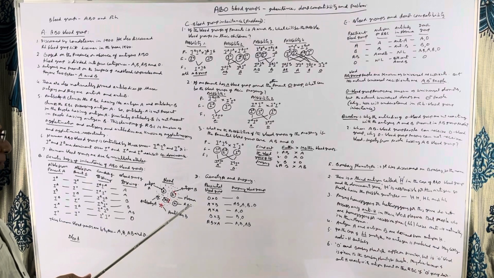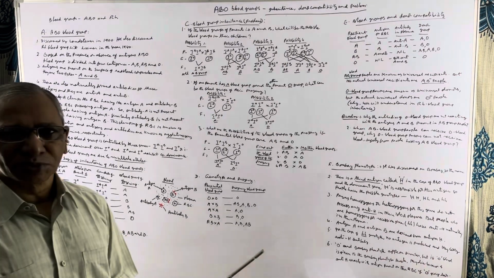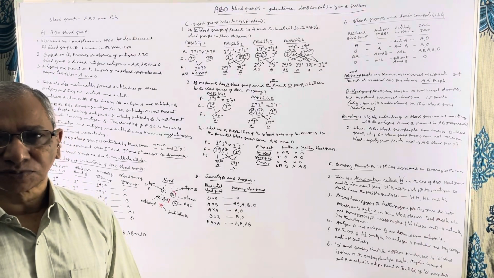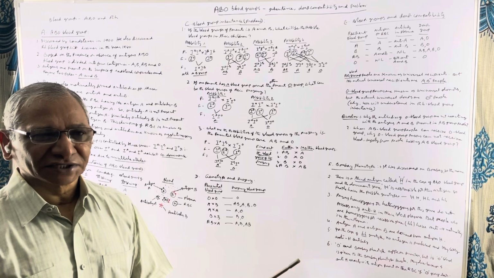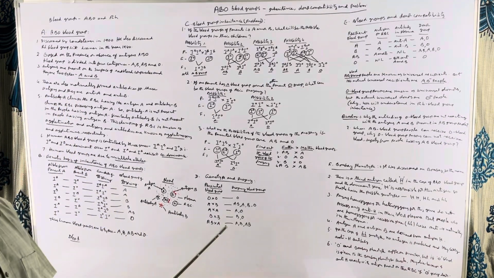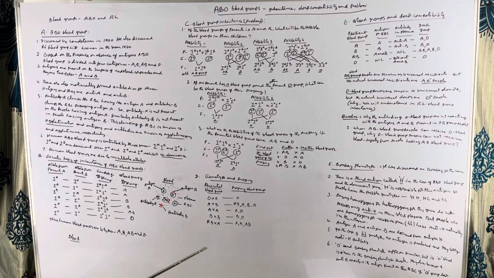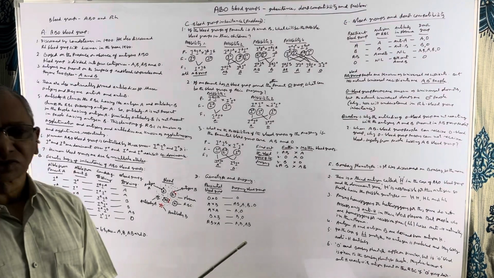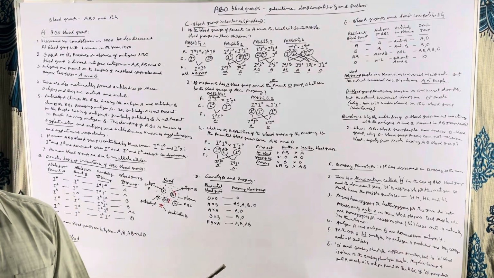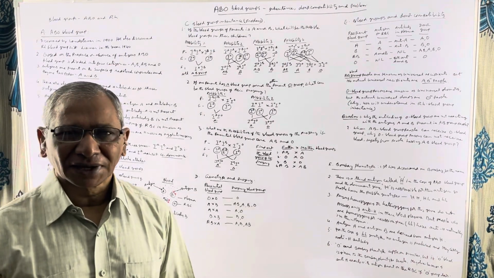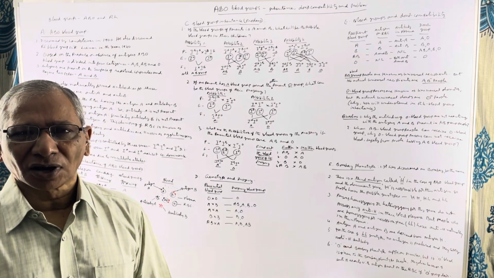ABO blood group is very important for blood transfusions. Similarly, RH group is also very important for blood transfusions. I will be dealing with RH blood group in the next topic. Today I am dealing with only ABO blood group. ABO blood group is due to the presence of two antigens, A and B. Antigens are always present on red blood corpuscles or on RBC.